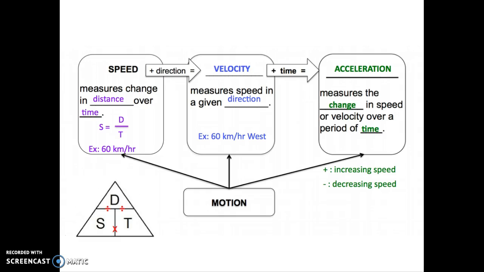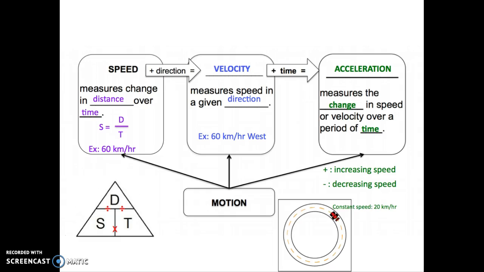The last thing with acceleration that we're going to talk about is accelerating when you have a change in direction. So here we have a car driving on a circular track, and it's going at a constant speed of 20 kilometers per hour. Its speed is not changing, but this car is accelerating because it's constantly changing direction. A change in direction can also mean acceleration.